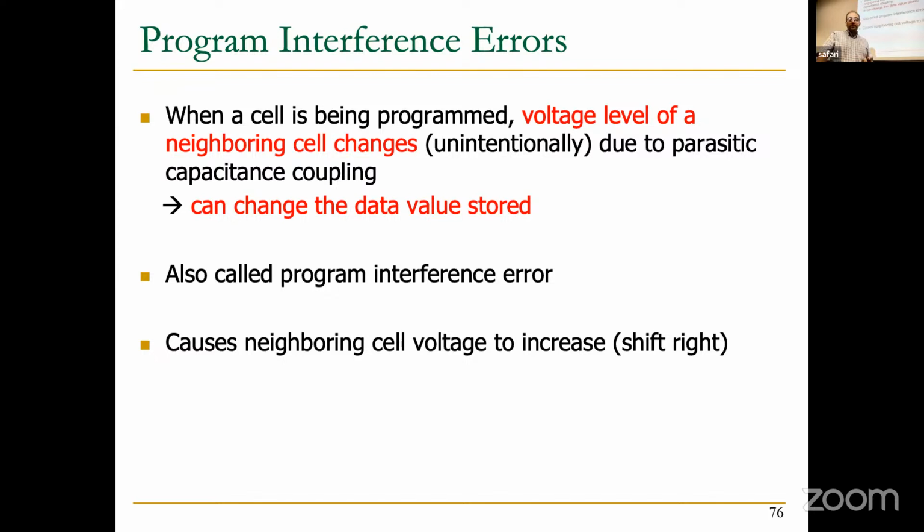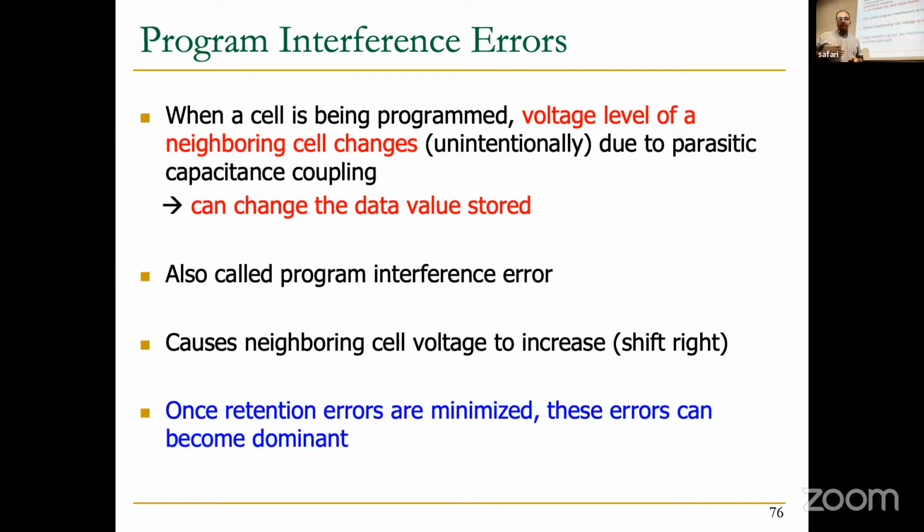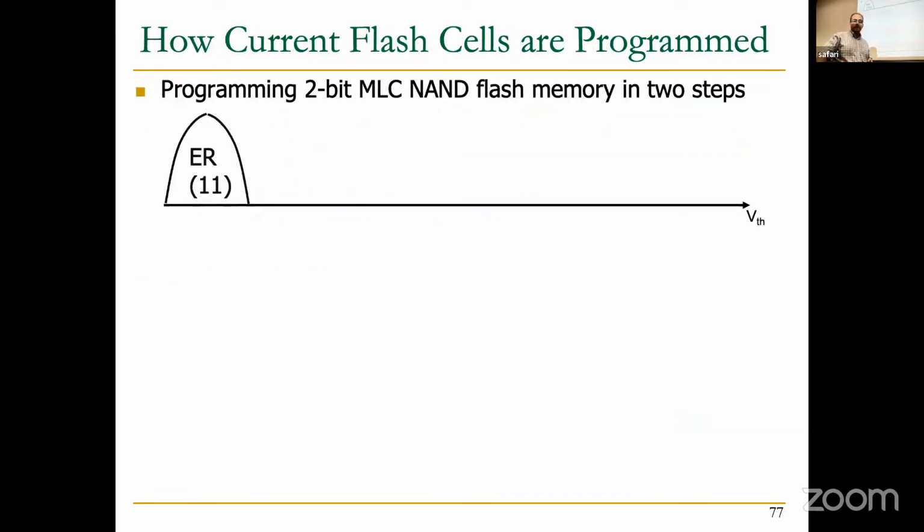As I mentioned, the shift in the distribution is not only to the right as a result of retention error. With this neighboring interference effect, your distribution can also be shifted to the right. As a result, your threshold voltage is increasing, and you need to understand it.